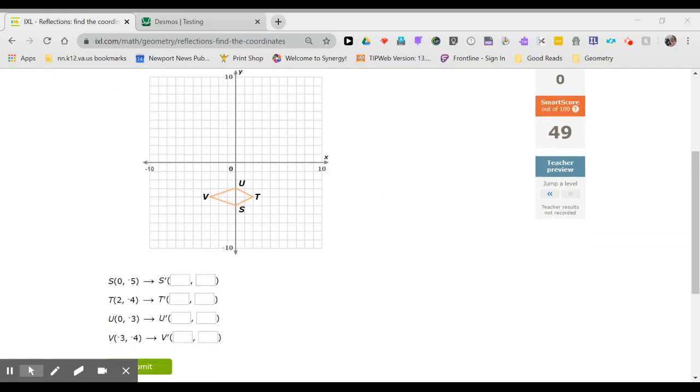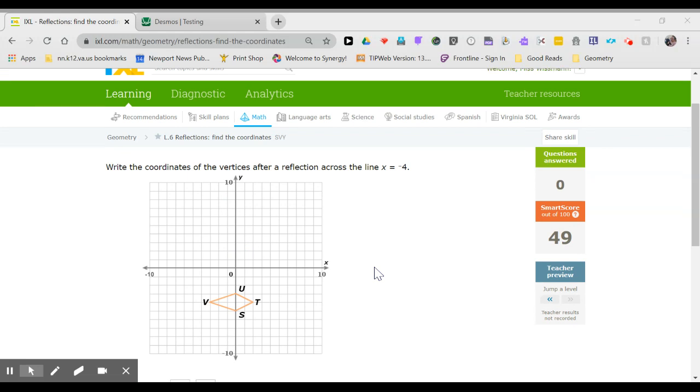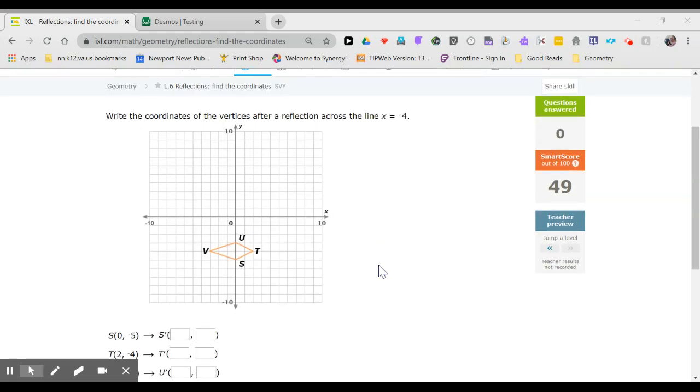That line could be the y-axis, the x-axis, x equals a number, y equals a number, y equals x, or y equals negative x. In this video, I'm specifically going to be talking about x equals a number as my example because it is the more difficult of the lines.